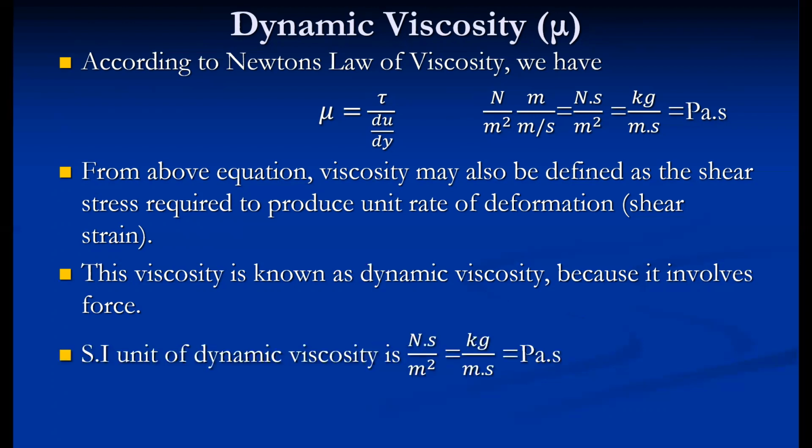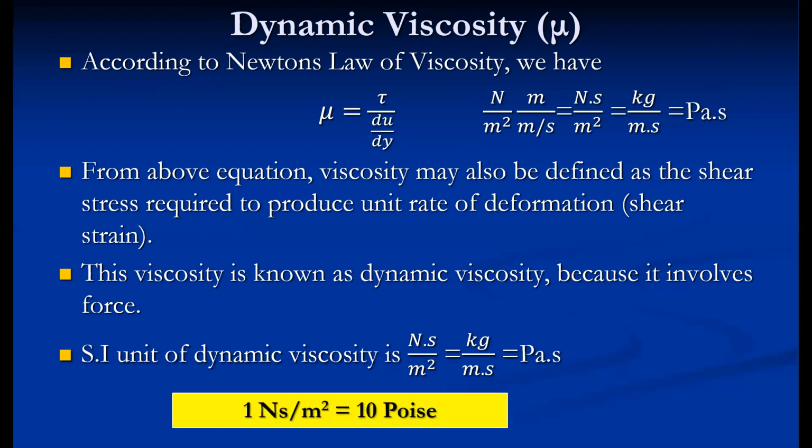The SI unit is Pascal second, but its commercial unit is Poise, and 1 Newton second per meter square is equal to 10 Poise. So obviously, always remember, SI units are greater than the commercial units. The commercial units are always smaller than the SI units. So if we have to convert a commercial unit to SI unit, its value decreases. So 1 Poise is equal to 0.1 Newton second per meter square.